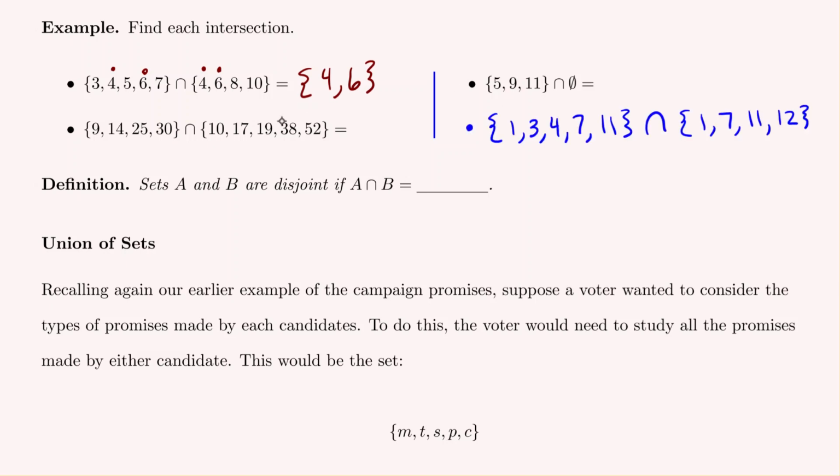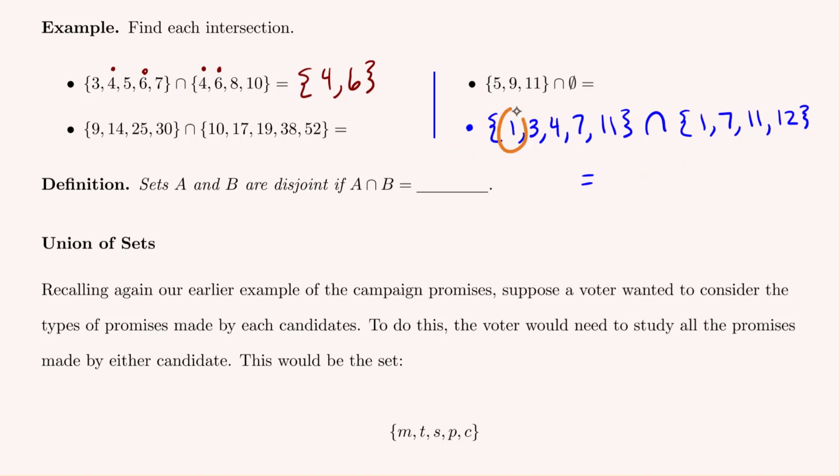Now, before we go to these two, consider this question. What is the intersection of the set 1, 3, 4, 7, 11 intersected with the set 1, 7, 11, and 12? I encourage you to pause the video now and find what lies in their intersection. Unpause to check your work.